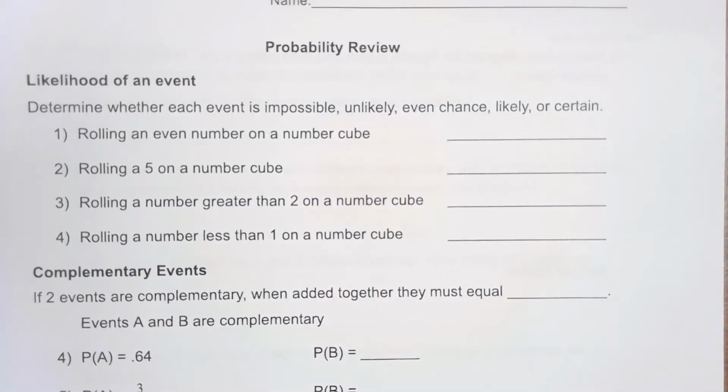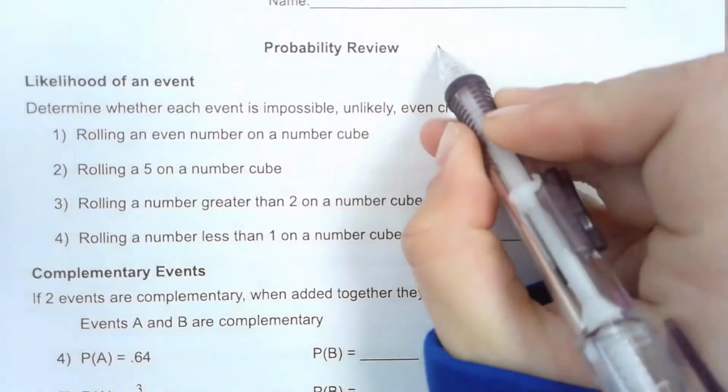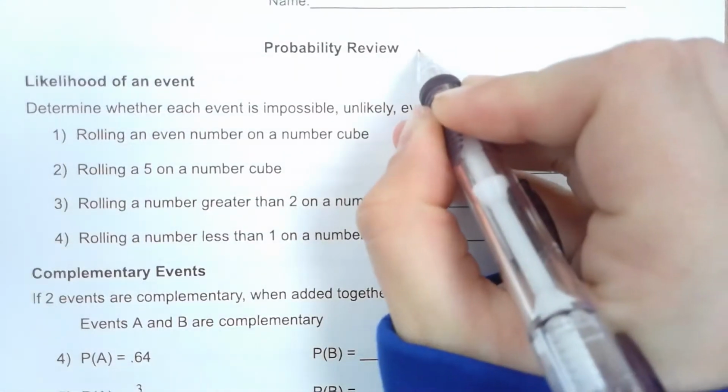Hi Flashes, today we are going to be talking about probability and reviewing the things that we talked about within probability. So the first thing that we talked about was likelihood of events. So if you guys remember, we talked about the probability number line.